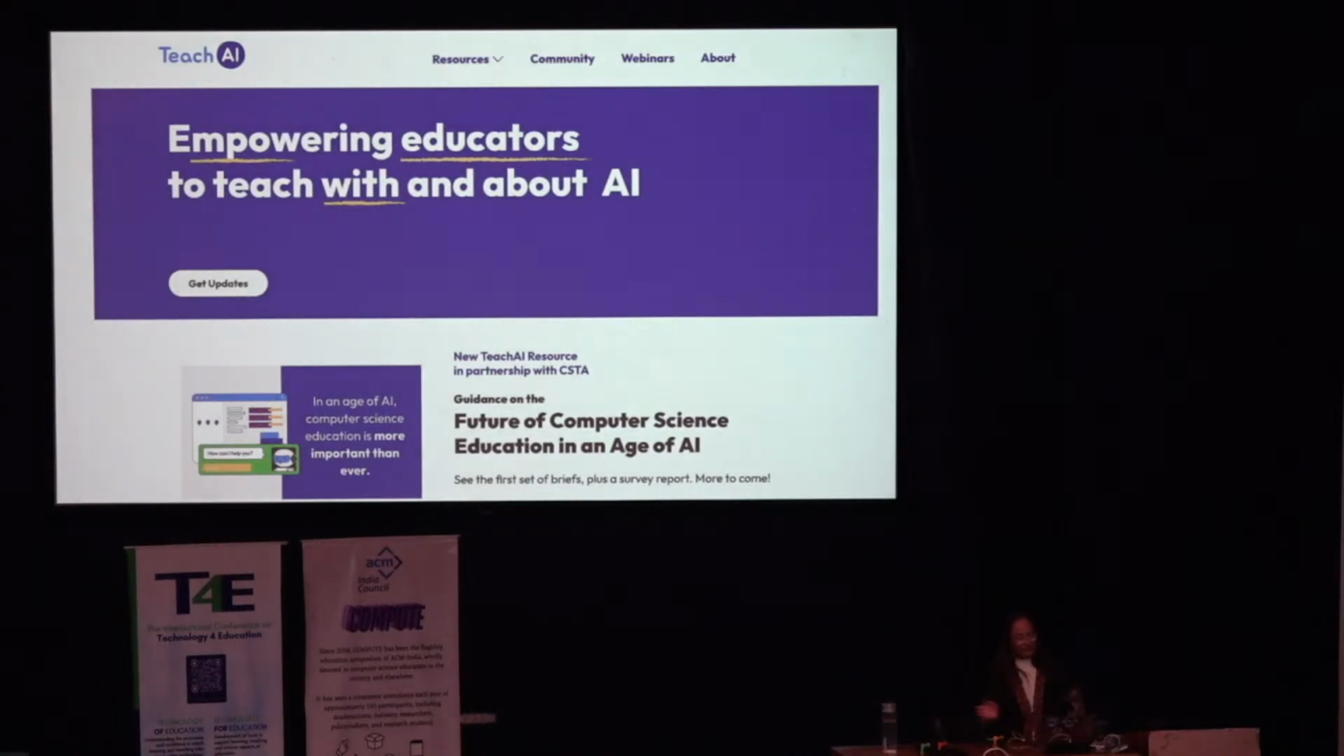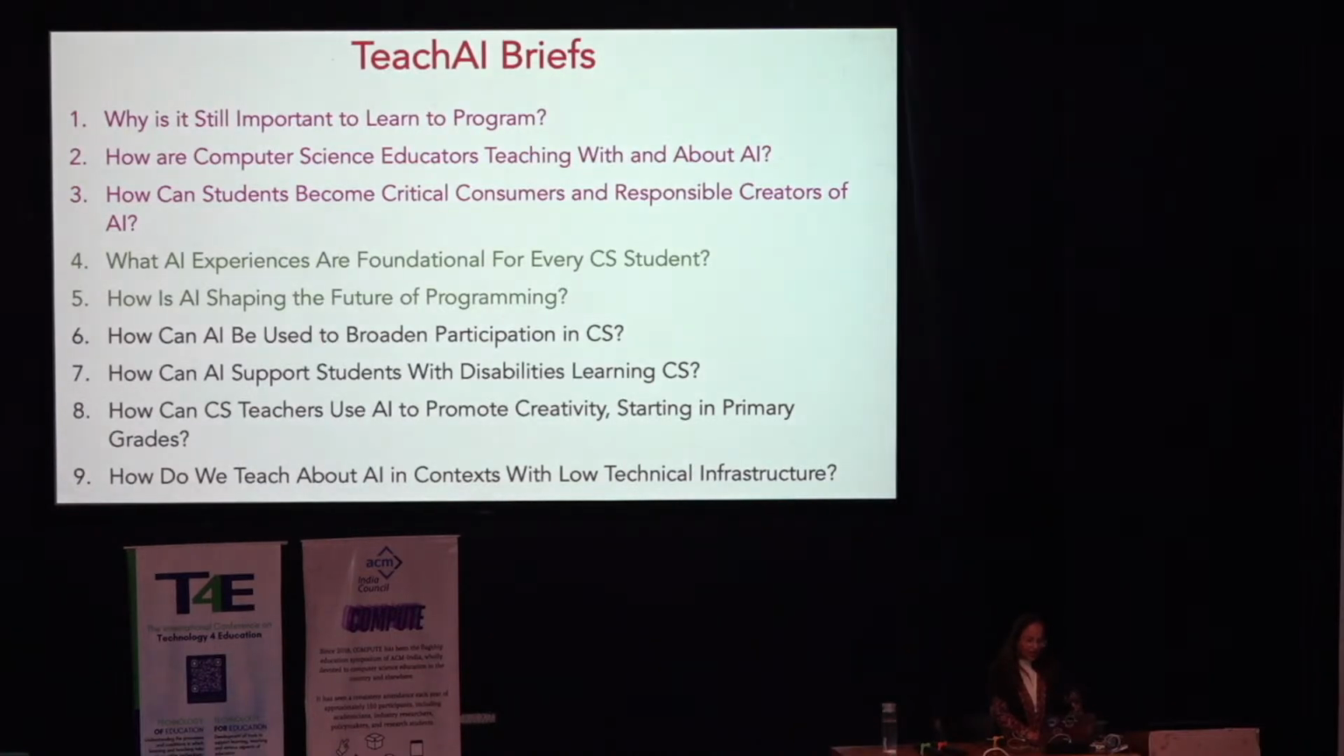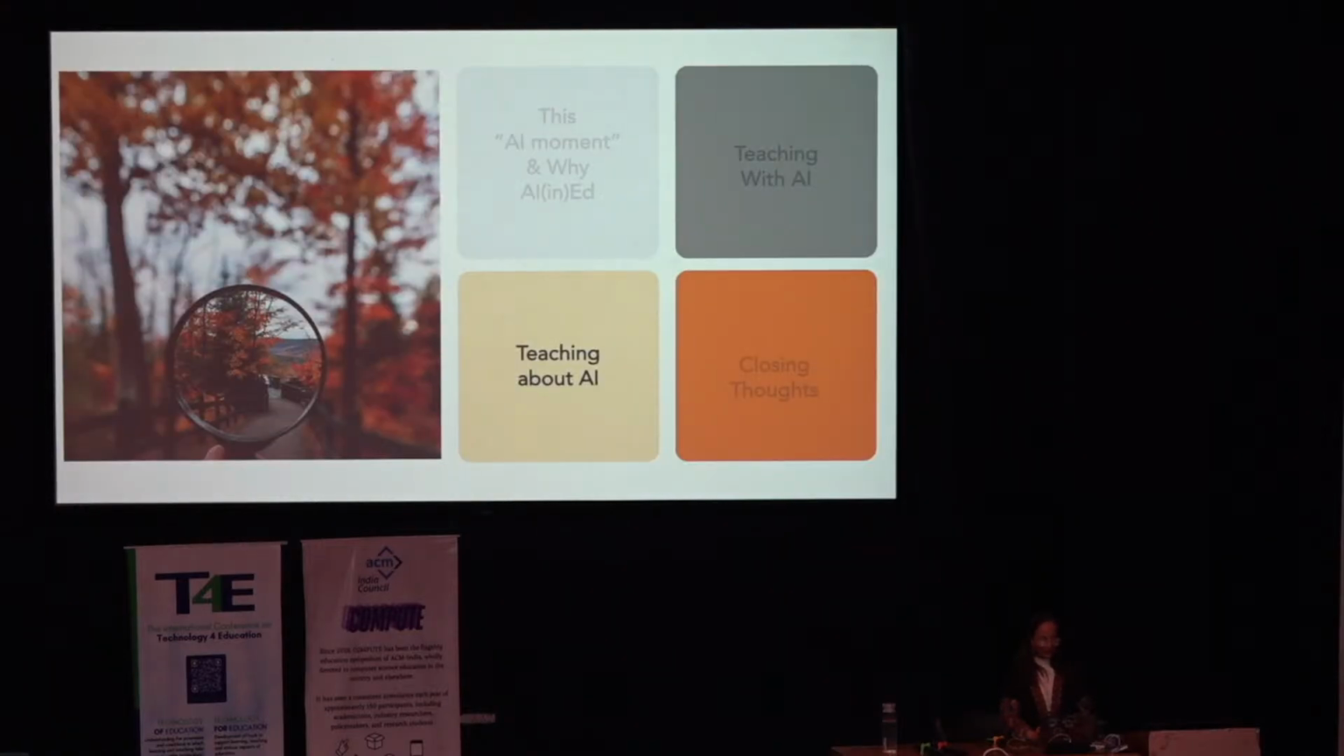And the idea of code sense is also being advocated for in these Teach AI briefs that we are creating as part of guidance on the future of CS education in the age of AI. I'm involved in these efforts, and these briefs are prompted by questions that CS teachers have asked in the US and across the world, I think. Why is it still important to learn to program? How are CS educators teaching with and about AI? The color coding is, those first 3 have already been released. The next 2 are just about to be released, and the next 4 early in the next year. So with that, we end that first section on teaching with AI.